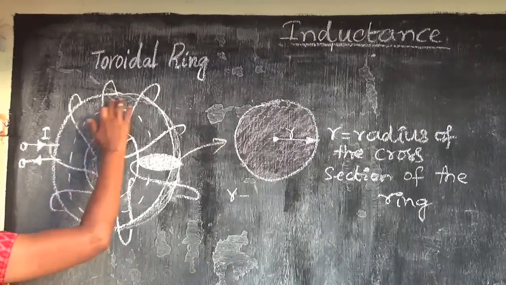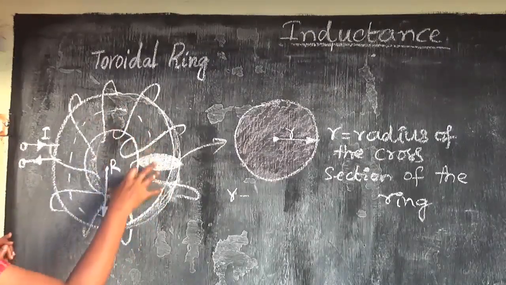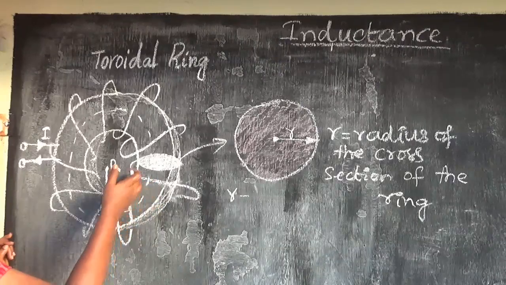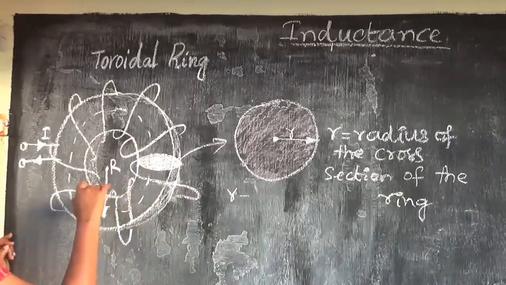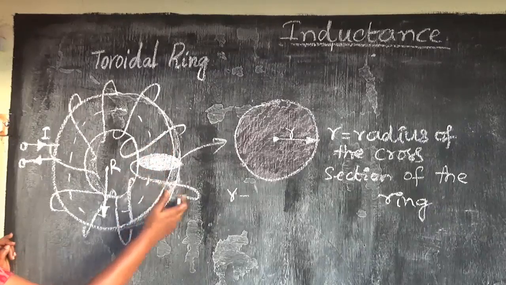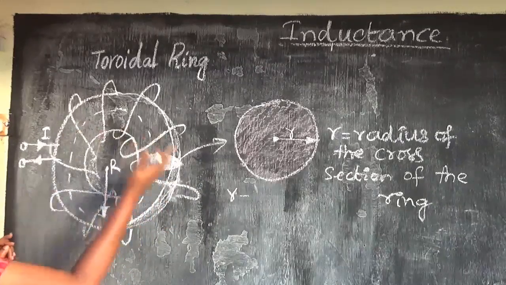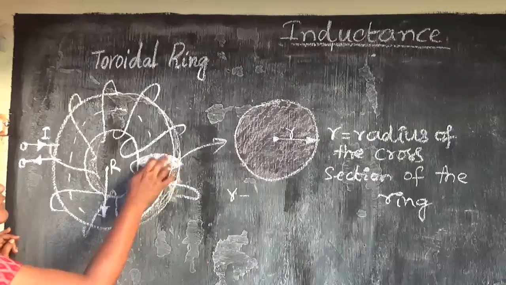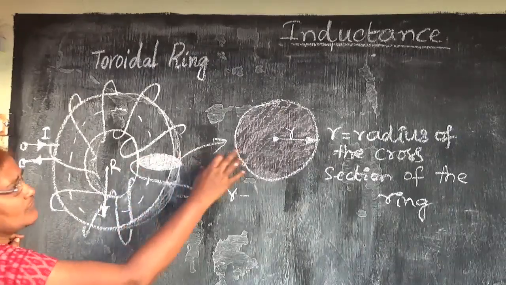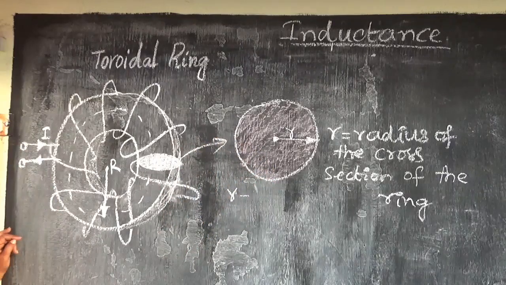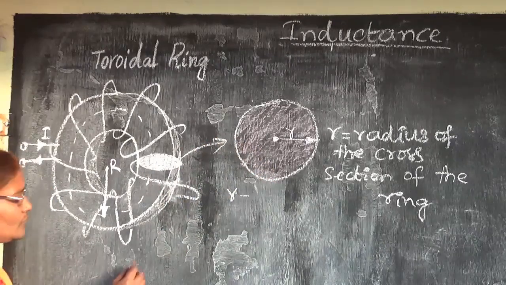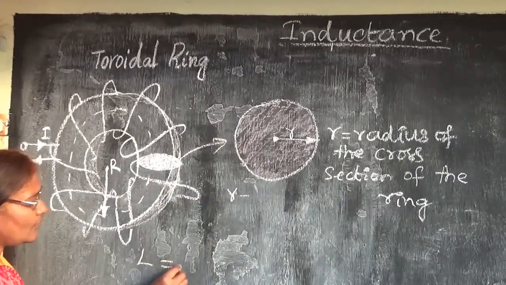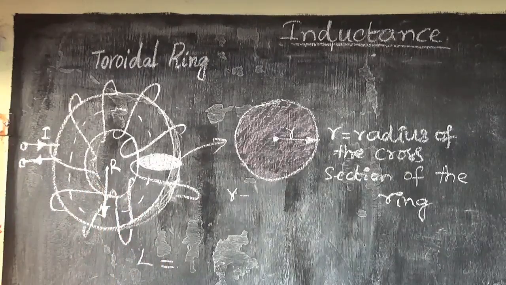Such a material, what we can say is a circular material, has a winding on it. This is called a toroidal ring. Now here this is the cross section, and this cross section will have some area A. So now how to find the inductance of this type of toroidal ring?